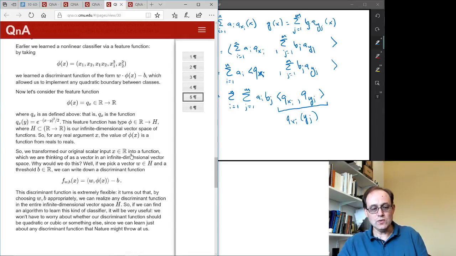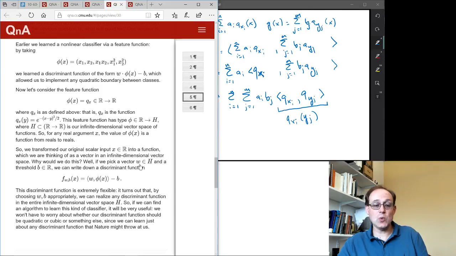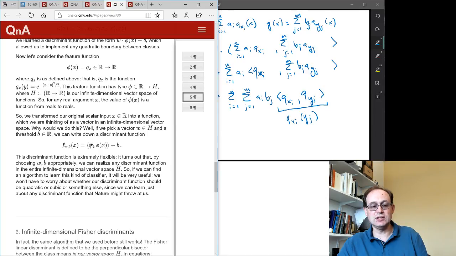All right, so we've transformed x into a feature vector, which is infinite dimensional. It's a function. And now we can pick a weight vector w, which is part of the same infinite dimensional space of functions, and a real valued threshold b, and we can write down a linear discriminant function, w inner product phi of x minus b, right? And so again, this is linear when we think of it as a function in H, our infinite dimensional function space, and it's very nonlinear when we think of it as a function of x. And this is a really flexible discriminant function.